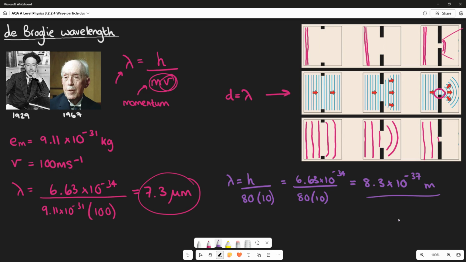So for human beings running at a high speed, that runner would start to show wave-like properties, and they would diffract if they were to pass through a gap that size, which of course is impossible for the human body. So objects like people do not exhibit wave-like behaviour, but small particles like electrons do. And the de Broglie wavelength helps us to understand whether a particle is going to exhibit wave-like behaviour.